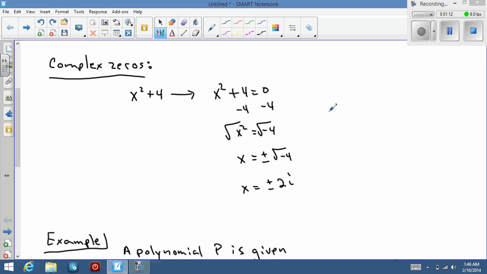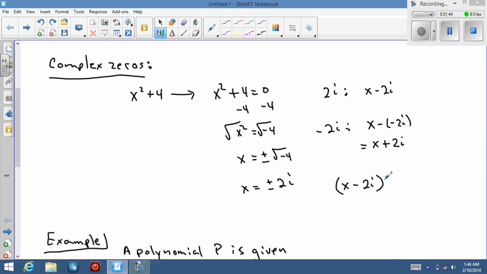Now to create the factors, we would take 2i. Because it's positive, we are going to have x minus 2i. For negative 2i, because it is negative, if we take x minus negative 2i, that would convert to x plus 2i. So as you can see, it is the opposite of the initial zero. So we get x minus 2i, and we get x plus 2i.